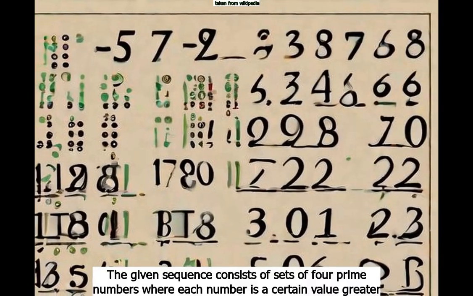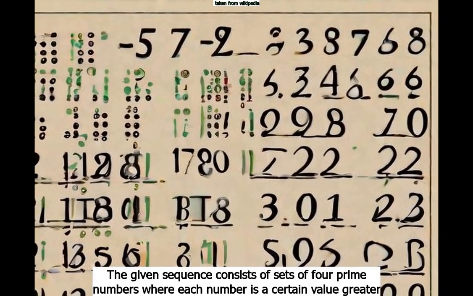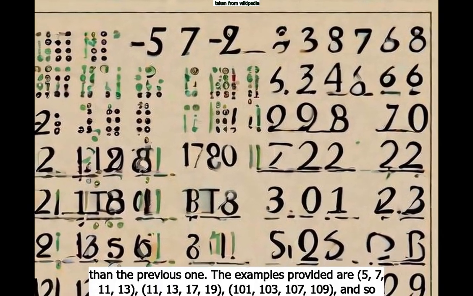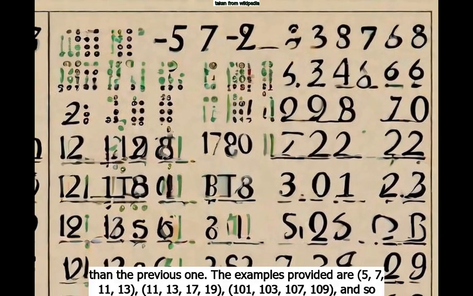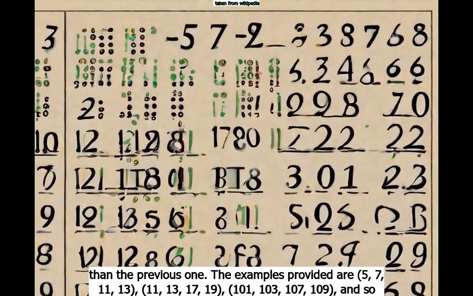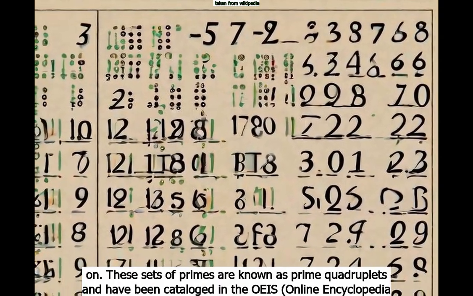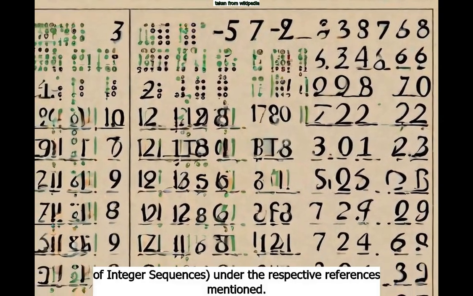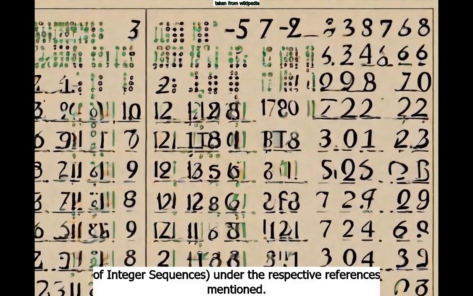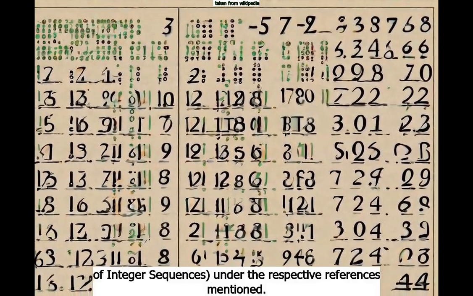The given sequence consists of sets of 4 prime numbers where each number is a certain value greater than the previous one. The examples provided are 5, 7, 11, 13; 11, 13, 17, 19; 101, 103, 107, 109, and so on. These sets of primes are known as prime quadruplets and have been catalogued in the OEIS, Online Encyclopedia of Integer Sequences, under the respective references mentioned.